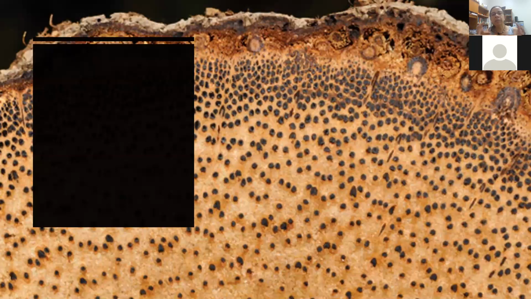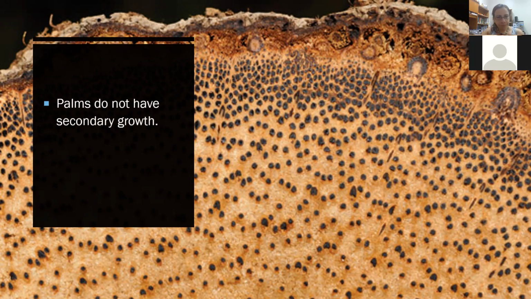And you do have a little bit higher concentration on the outside for that stability, but it's not there in the same manner. So palms don't have that secondary growth, and that's really that big thing. So palms don't grow in girth, they grow upright.